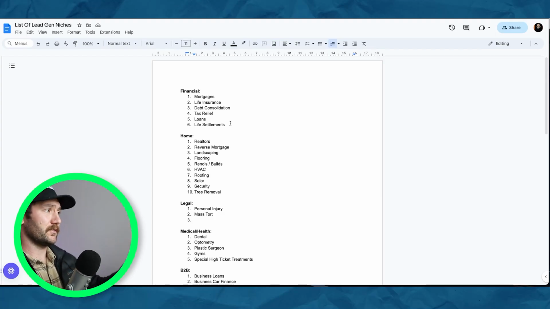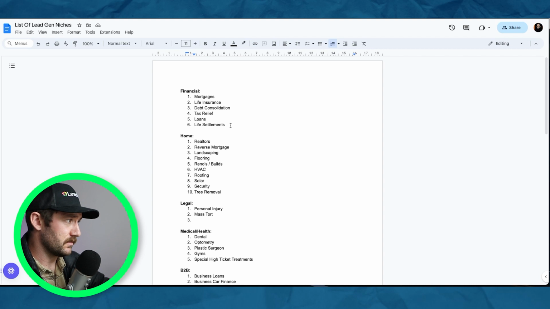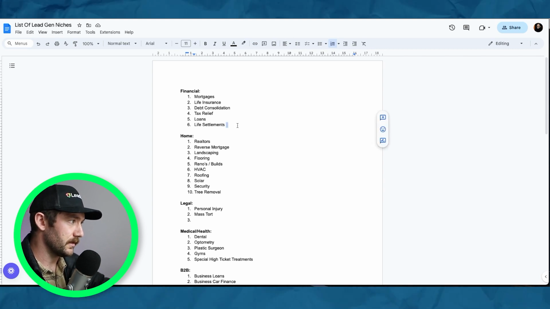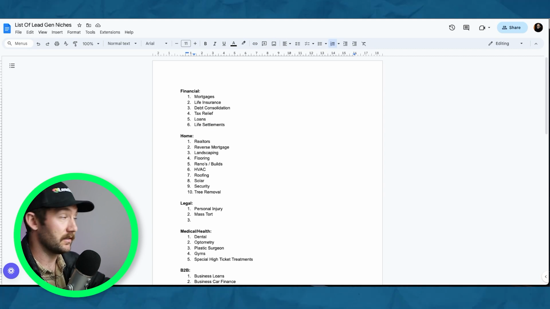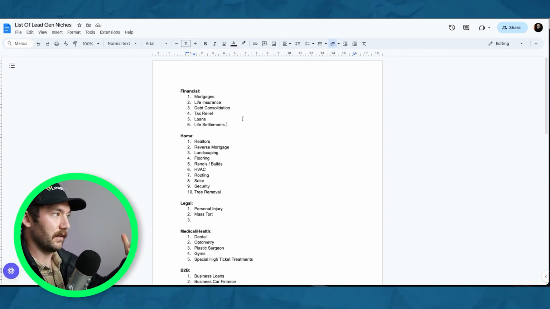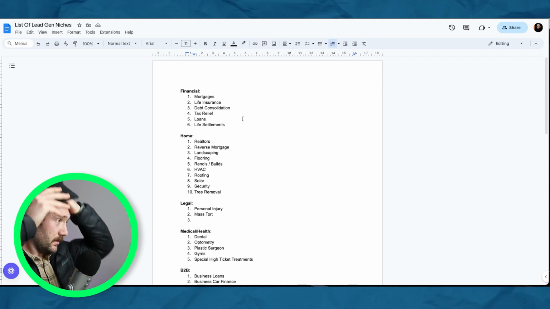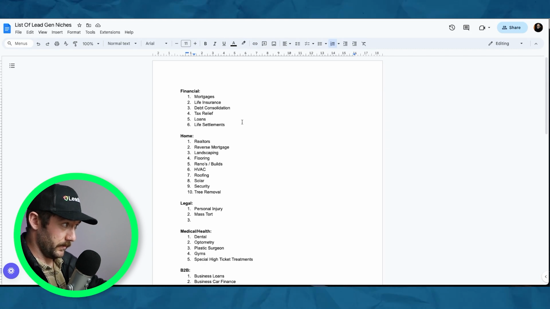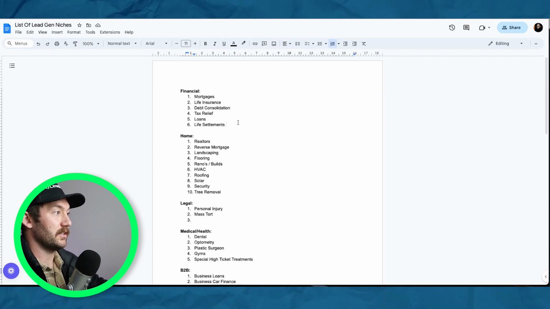Let's talk about financial first. There's mortgages, life insurance, debt consolidation, tax relief, loans, and life settlements. Life settlements is an extra one I added. We tried life settlements and it just didn't really work for us, but I put it in there. These are usually, I feel like, one of the hotter markets that people go into because they just think of those very quickly. They think, everybody needs a mortgage. Everybody probably needs life insurance. A lot of people have debt, and they're not wrong. These niches can obviously be very, very lucrative for people, but they are also niches that are going to be quite saturated. There's definitely pros and cons to these.